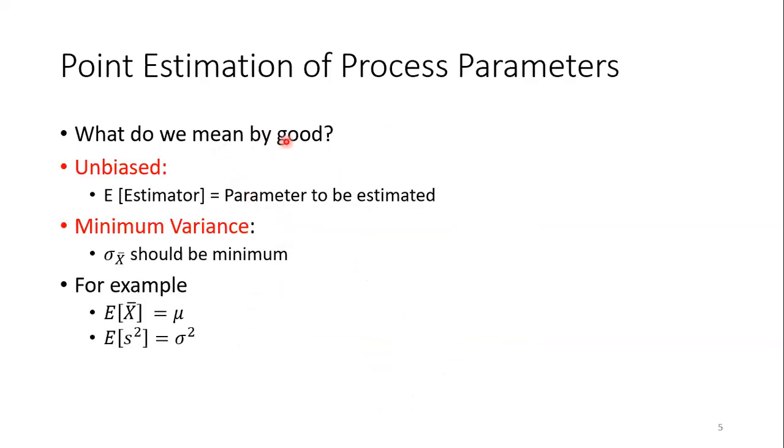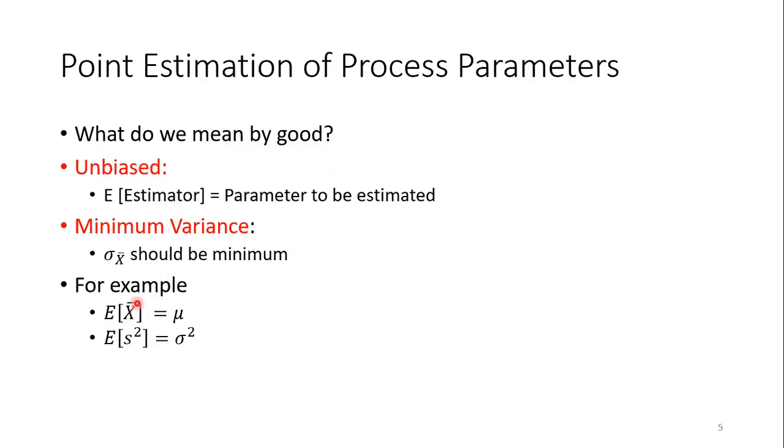Well, what do we mean by a good estimator? For example, X bar. Remember X bar? X bar is an estimator for mu, and S squared is an estimator for sigma square. Well, how do we know that S squared is a good estimator? Or how do we know that X bar is a good estimator? Well, there are two quality indicators for estimators. The first one is that it should be unbiased. What does it mean to be unbiased?